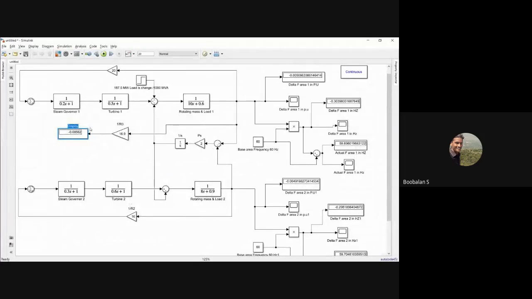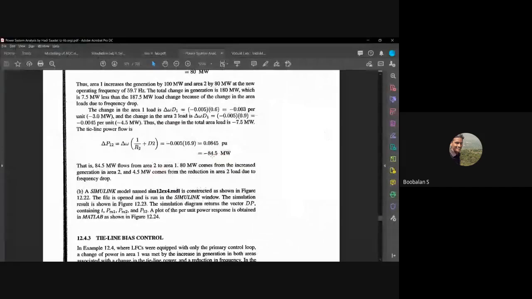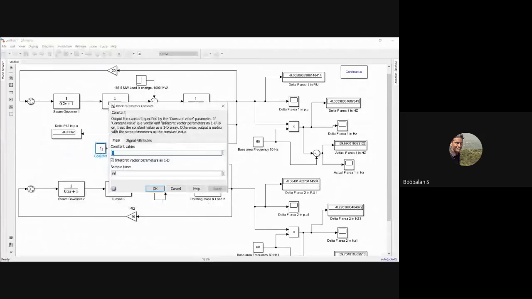Delta P1, right? The delta power flow from area 1 to 2 is in per unit. Now I need it in the form of megawatts, in the sense I need to multiply it with my 1000 MVA, right? It will give you about 84 megawatt. I need to multiply with my 1000. So I need a constant. Base MVA is now 1000 MVA. That's why I'm just going to replace it with the 1000 MVA base power system.